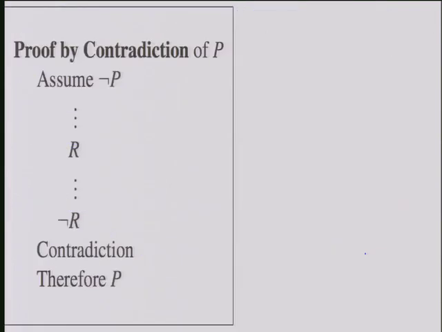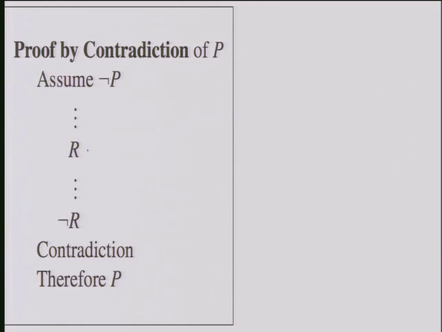Okay, let's do one more, another type of proof which is also extremely powerful. It's a proof by contradiction. So the way it works is, if you're trying to prove the proposition P, what you start by doing is assuming not P. And then you have a series of implications, and somewhere along the line you prove R.